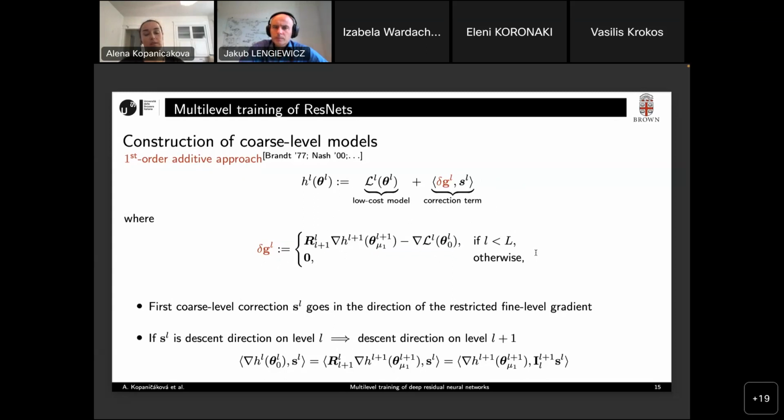And moreover, we can ensure that if the correction which we obtain on the coarse level is a descent direction on the coarse level, it will also be a descent direction on the fine level after its prolongation. So basically this relation holds. And this is very important in order to ensure convergence of any multi-level method, not just the multi-level trust region method.